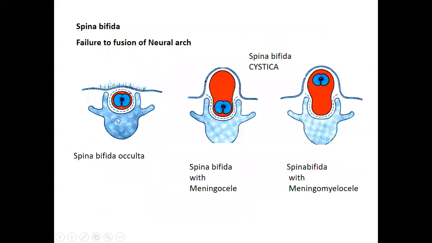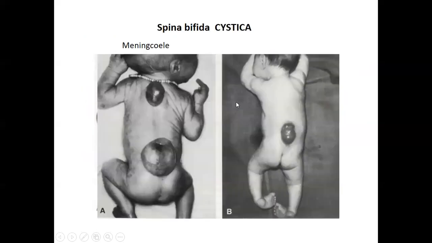Okay, you can see here, this is spina bifida due to the failure of fusion of the neural arch. Okay, spina bifida occulta, and spina bifida with the meningocele. Okay, the meninges are protruding out. This is spina bifida cystica, two types. And then spina bifida with the meningomyelocele. Okay, this is spina bifida cystica.